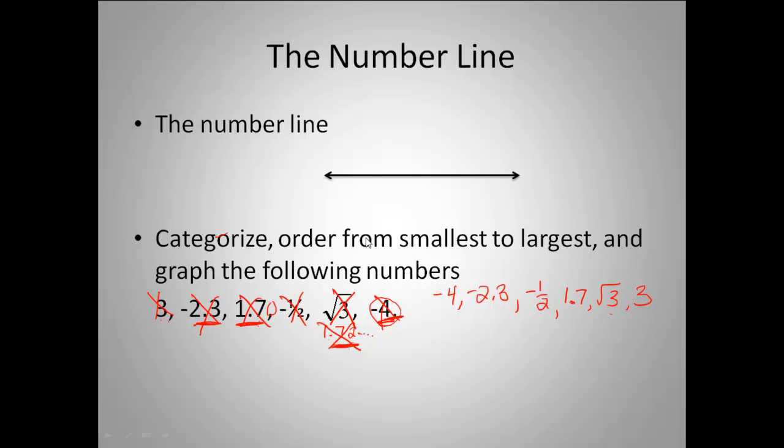Okay, so that takes care of our categorizing and our ordering from smallest to largest, and now we have to graph it. When I plot my numbers, negative 4, I'm going to go over here and put a dot at negative 4. Negative 2.3, I go negative 1, I go negative 2, and then I go 0.3 farther. Negative 1/2, I go halfway between negative 1 and 0. And then the 1.7, I go 1 and then 7/10 of the way. And then the square root of 3 was also about 1.7, so you're going to put a second dot right by it. And then 3.